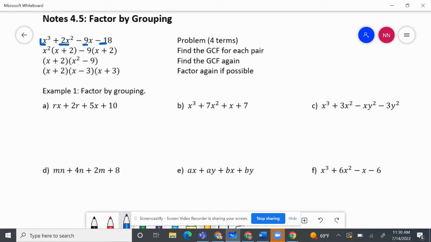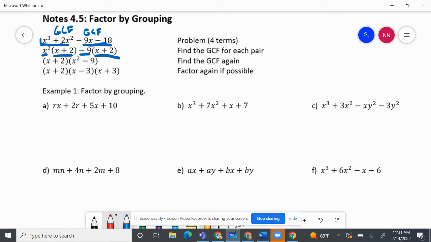How we factor by grouping is we take our first 2 terms and we look for the GCF. The greatest common factor here is x squared. So when we factor out an x squared, we're left with x plus 2. Then we take the next 2 terms. We see that they have a -9 in common. That's also the GCF, and so we factor out a -9. When we divide by -9, we get x plus 2.